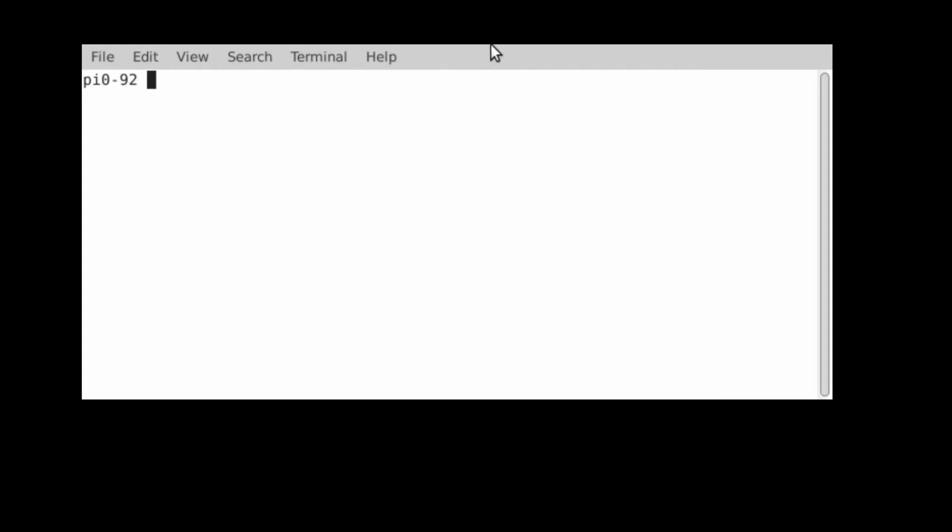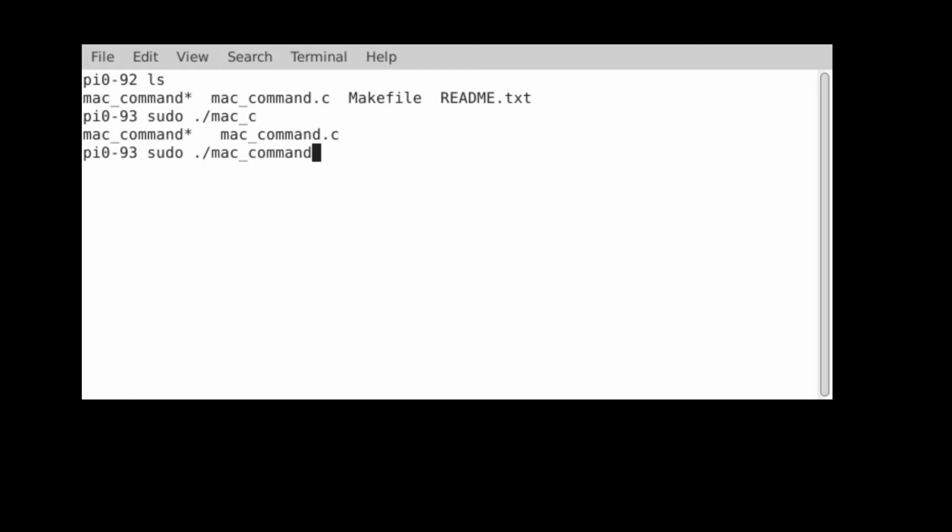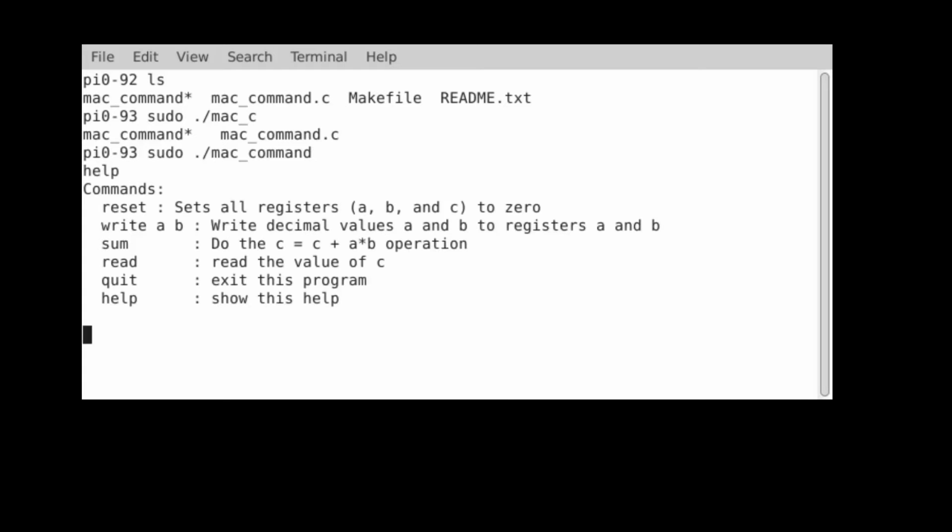Before diving into the Verilog for the FPGA and the C for the Raspberry Pi, why don't we see them working together in action? So here in this window, we have the program that interacts with the FPGA. This is running on a Raspberry Pi 0. And we can run it by just saying sudo mac command. And if I type help, it shows a list of commands that it supports. So reset sets the registers on the FPGA to 0, so A, B, and C become 0. Read reads C and shows that it is indeed 0. Write sets the A register and the B register.